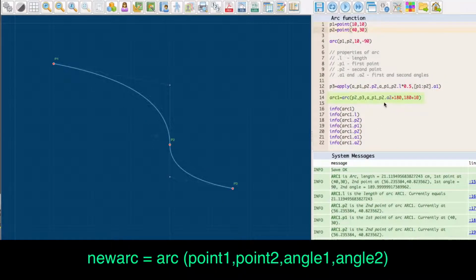We can now draft a new arc. Let's give a name to it, say arc 1. I wanted my second arc to connect really smoothly to the first one. That is why I used the angle of the first arc and added 180 degrees to it. The control points of the two arcs lie on the same line. The transition between them is so smooth that you wouldn't be able to see it if we hide the point here.